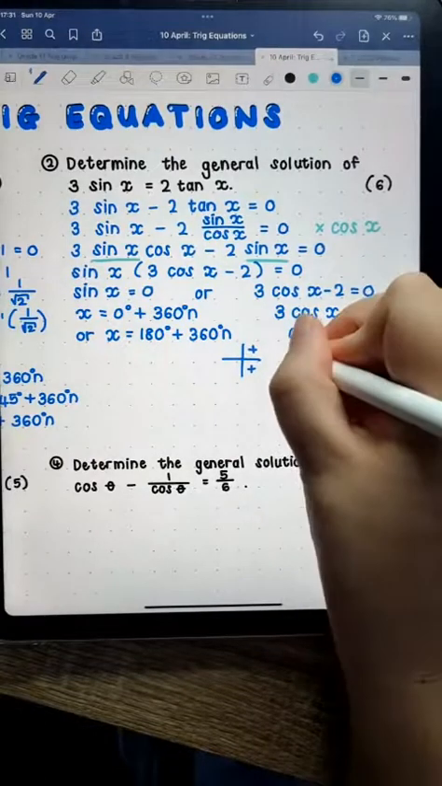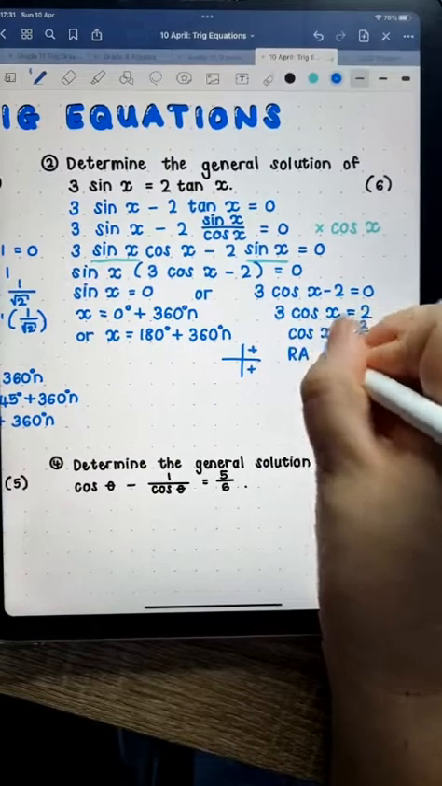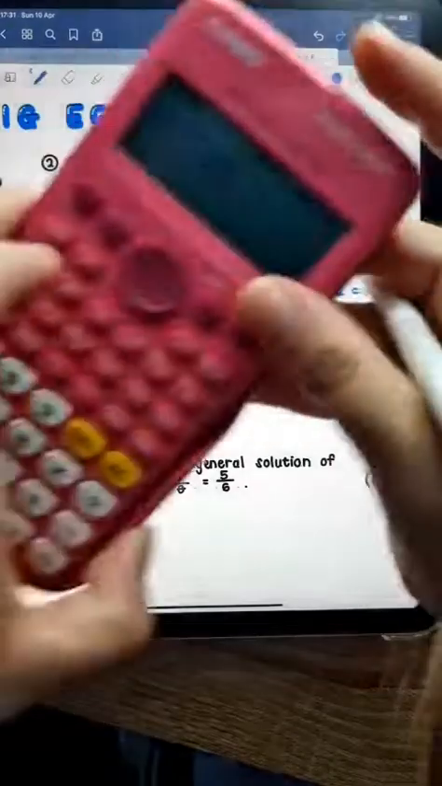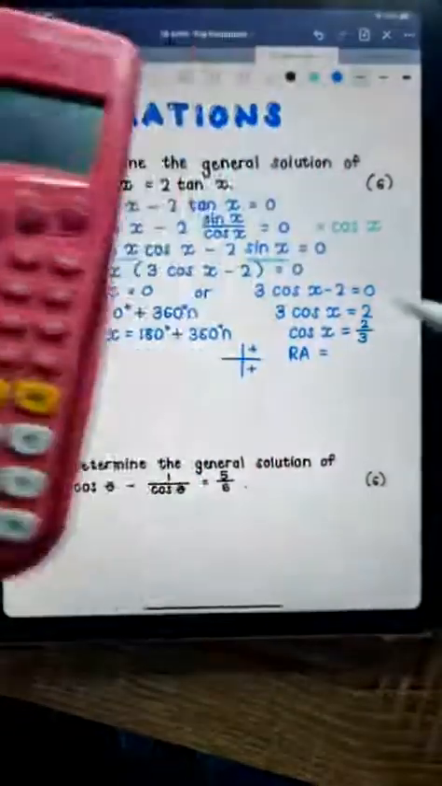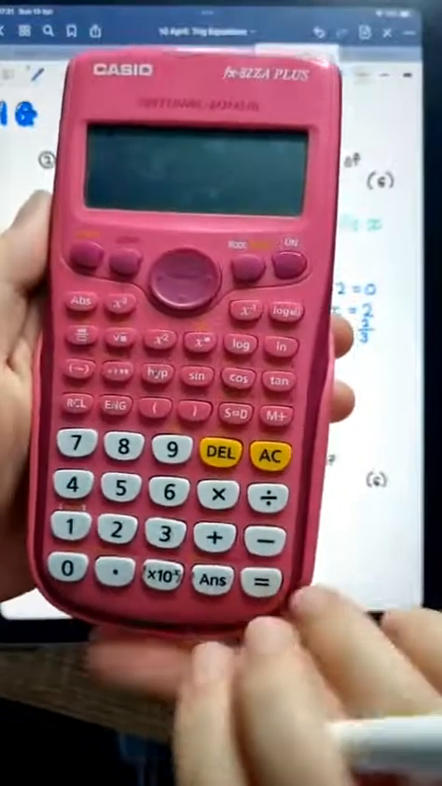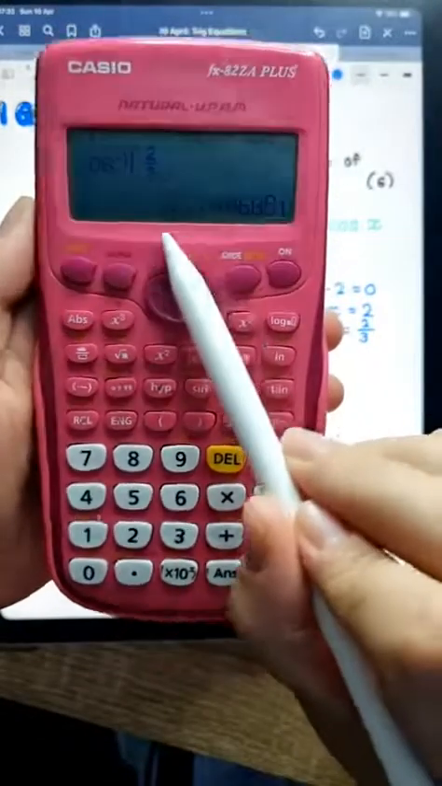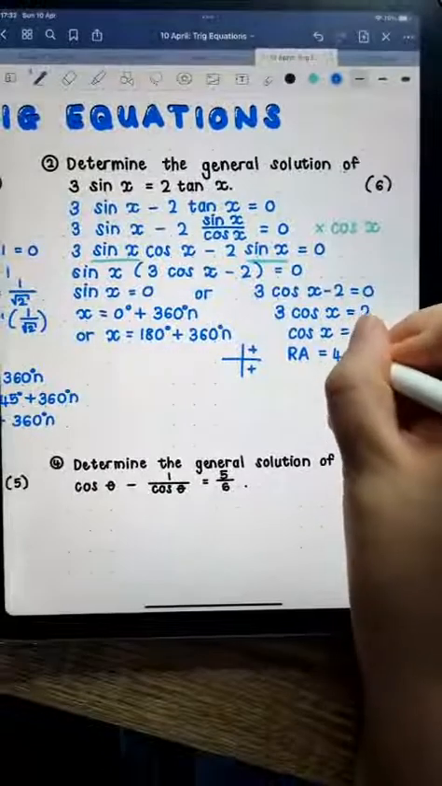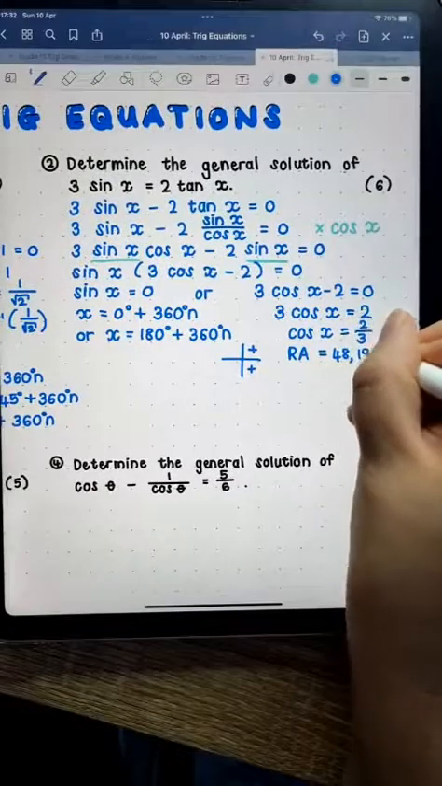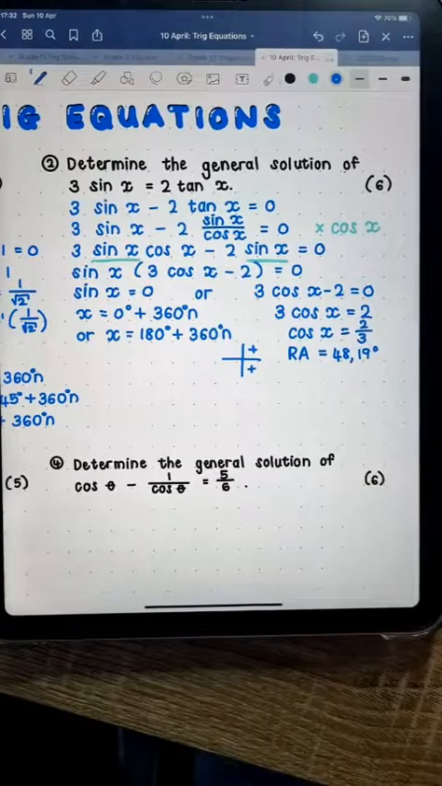So first things first, we need to find our reference angle. To find the reference angle, you're going to say shift cos of whatever this number is, 2 over 3. And our reference angle is 48.19 degrees. That is the reference angle.